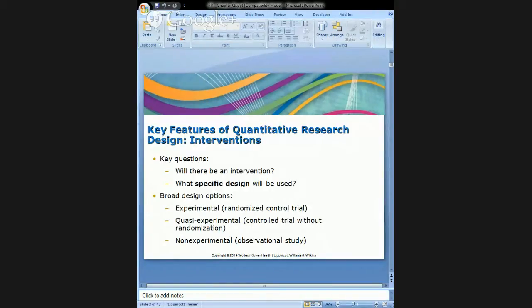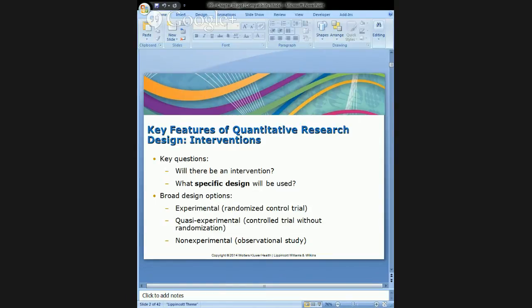Okay, in your textbooks, there's a table that talks about some of the key questions that you have whenever you're looking at a quantitative research study. And the first question that is asked is, is there an intervention? Are we going to do something? Are we going to manipulate some variable, or are we going to perform some type of activity that will have an effect on something else? So what will we be doing? Will we be introducing an intervention?